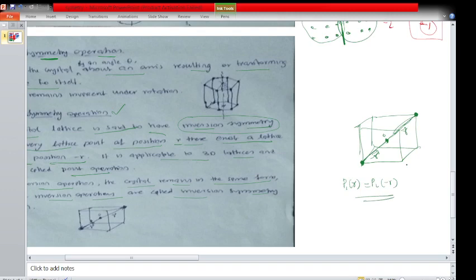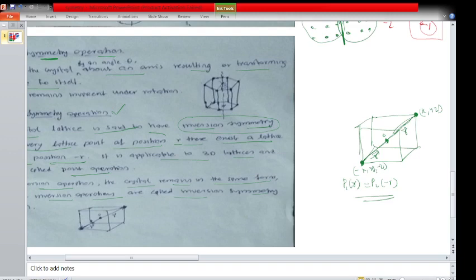If you change r to minus r, that is the inversion process, and you get the same kind of lattice point in that position also, then we can say the crystal has inversion symmetry. You can also consider this as an x, y, z point, and then you will get the corresponding point at minus x, minus y, minus z. If you get the same kind of lattice point at the same distance in the opposite direction, then the crystal has inversion symmetry.